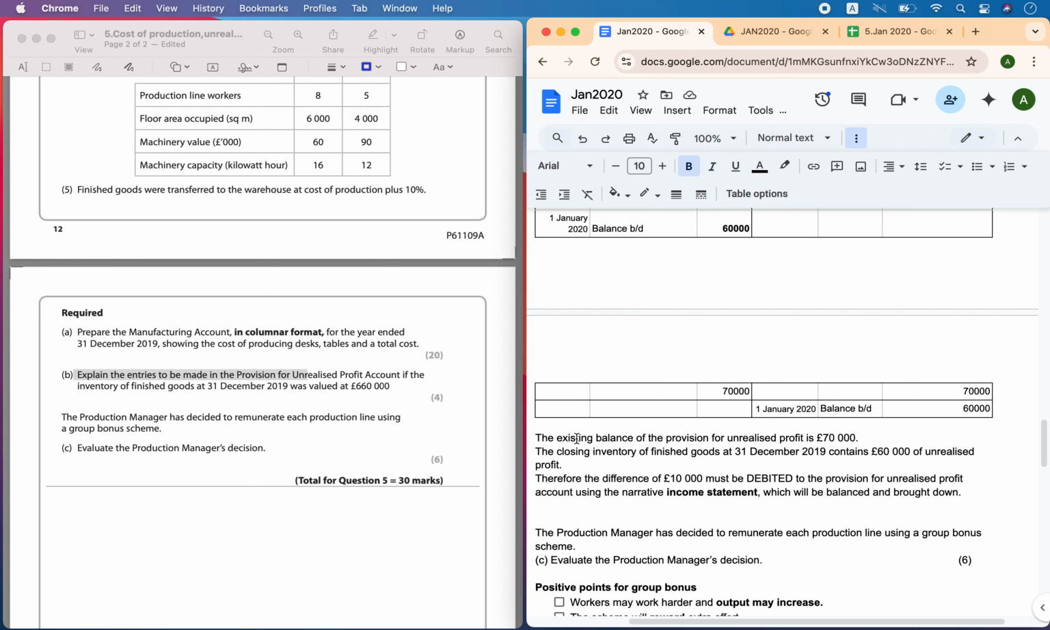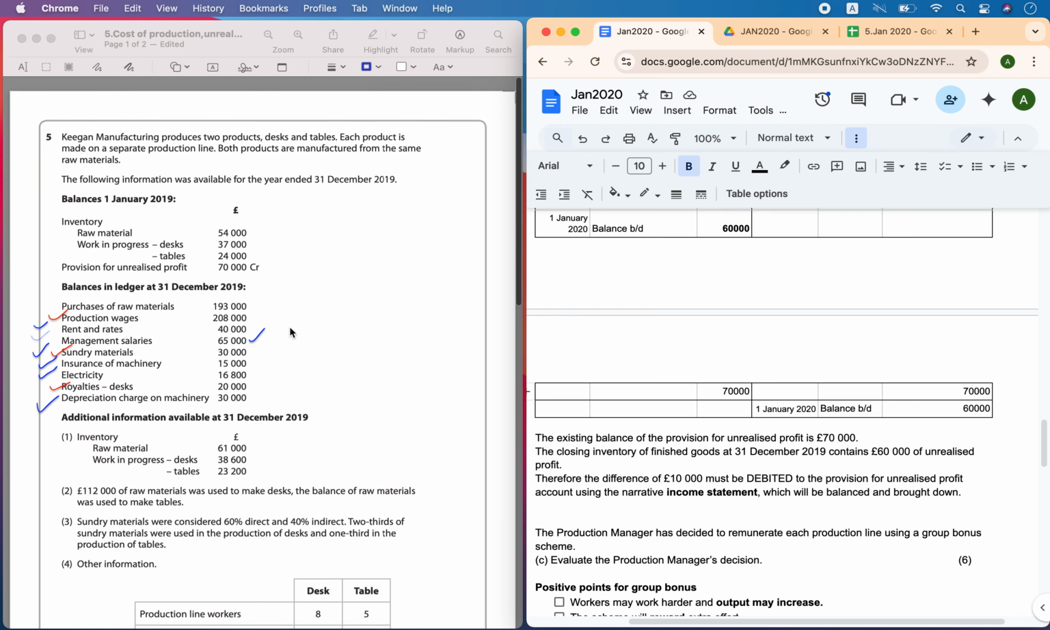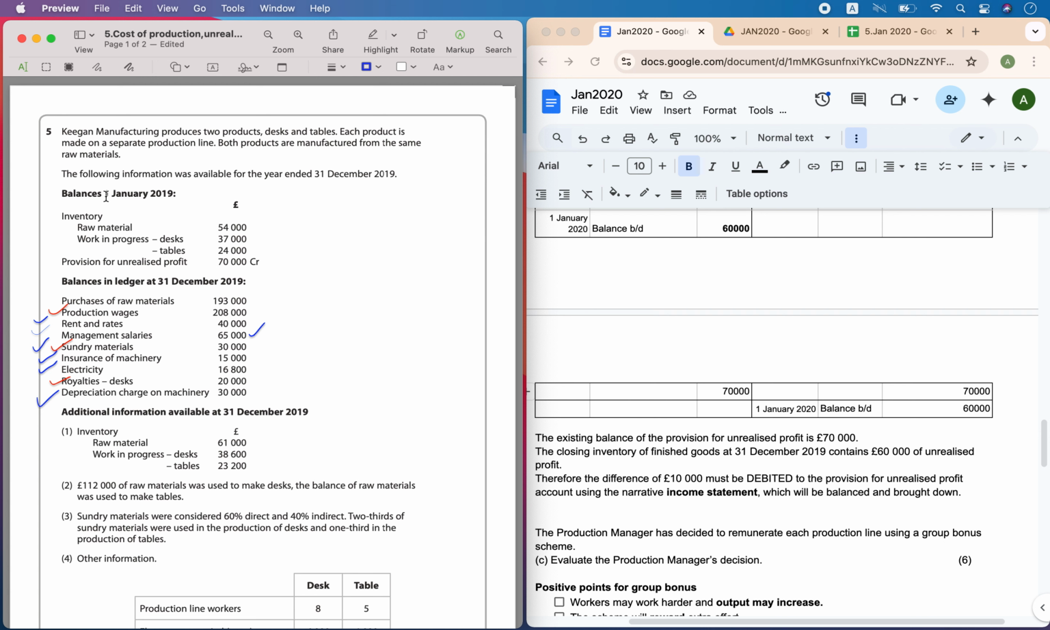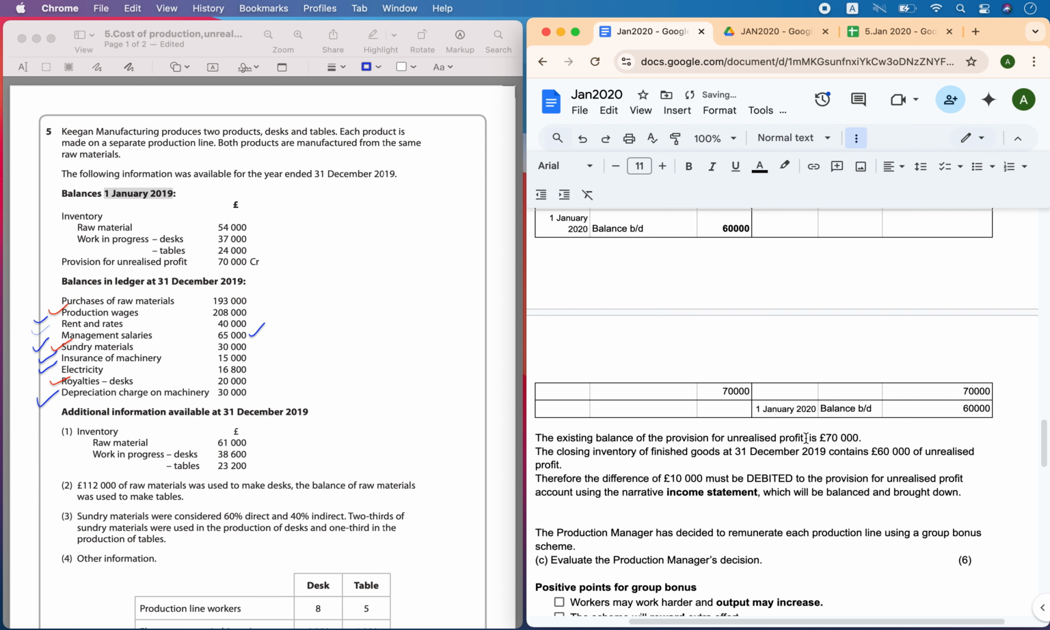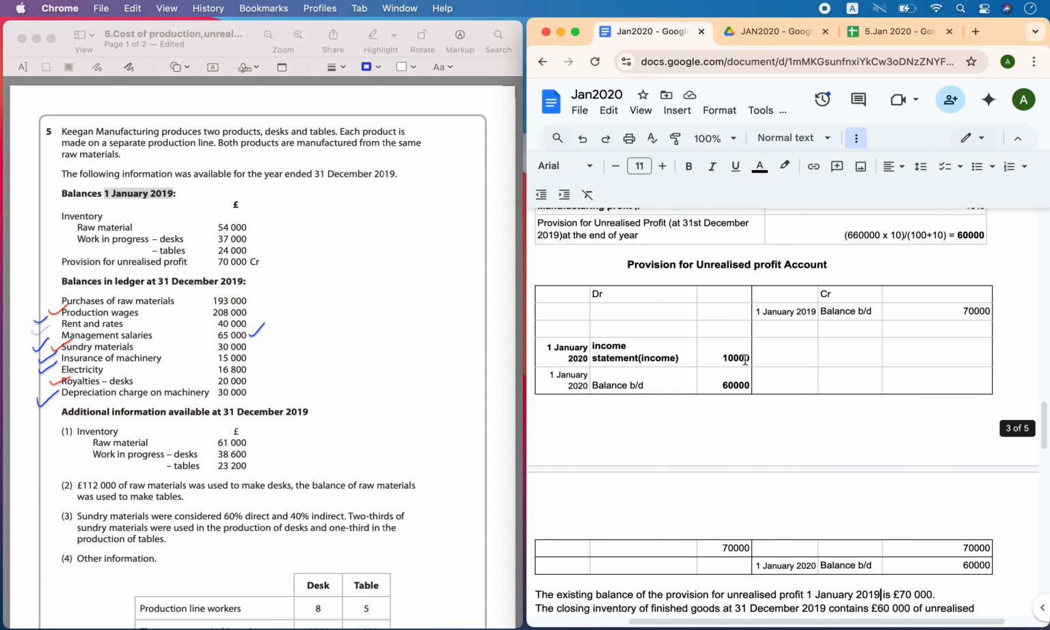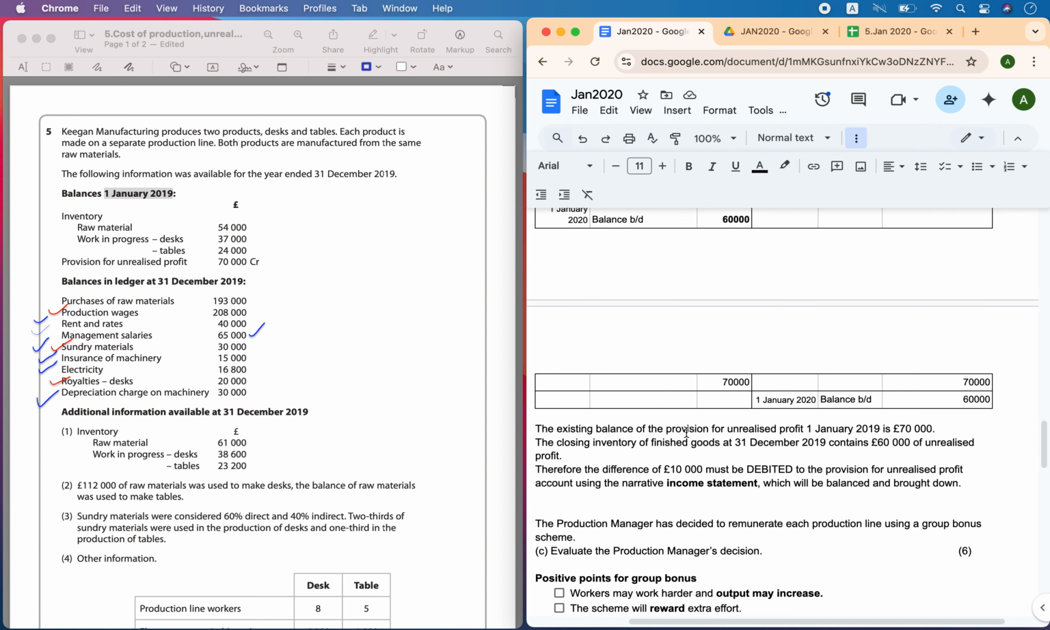So the entries to be made are, you are going to say my starting or existing balance for unrealized profit as on 1st Jan 2019 is 70,000. Okay, it is given. That's the first thing to write. And then you say the closing inventory of the finished goods on 31st December contains 60,000 of unrealized profit. So I calculated the provision of unrealized profit as on 31st December.